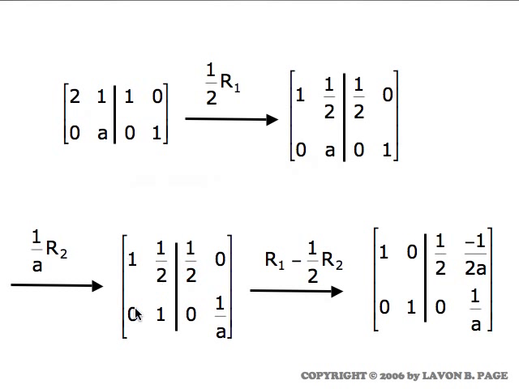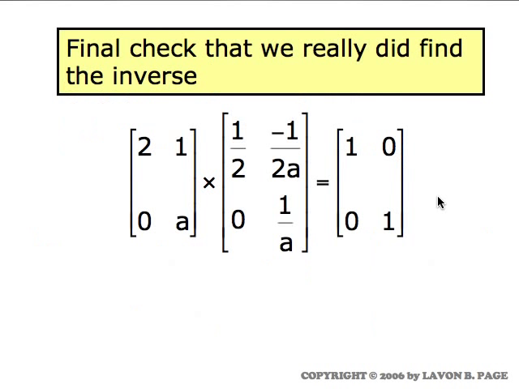1 minus a half times 0 is 1. 1/2 minus a half times 1 is 0. 1/2 minus a half times 0 is a half. 0 minus a half times 1 over A is minus 1 over 2A. So this should do it. This should be our inverse matrix, and you can check that that's the case.